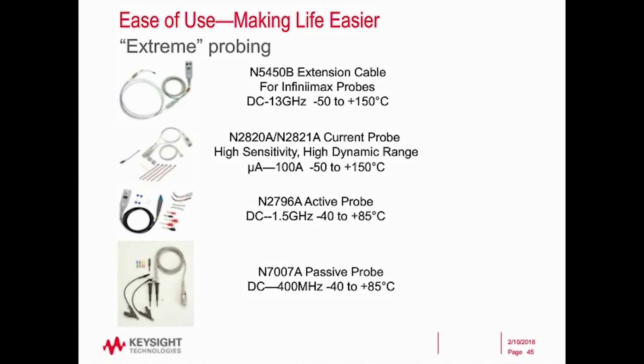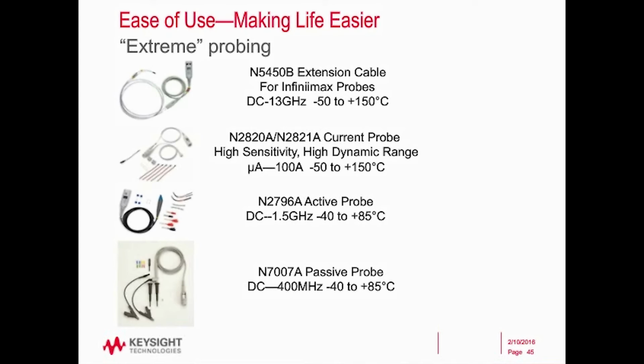Another example of extreme probing comes about measuring super small currents. So we've got our N2820 and N2821 current probes. These are high sensitivity, high dynamic range current probes. They've got microamp sensitivity, and you can measure up to 100 amps with these current probes. And on top of that, you can make these current measurements on your target while your target is in the temperature chamber, running from -50 up to as high as 150.